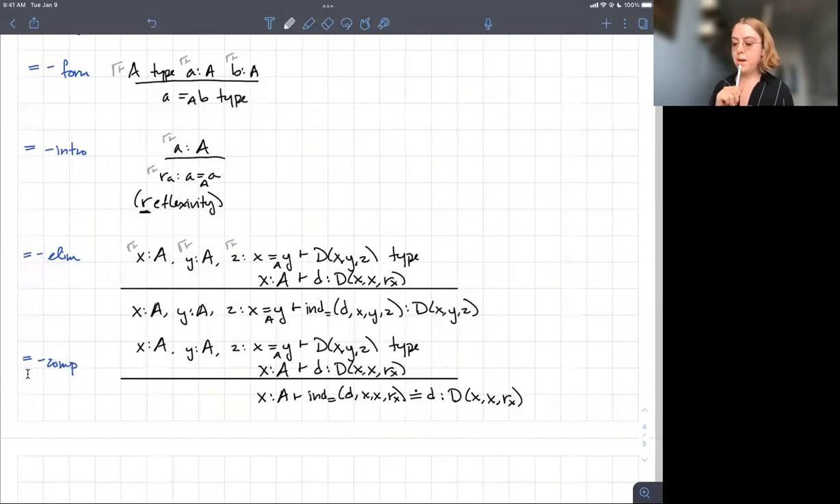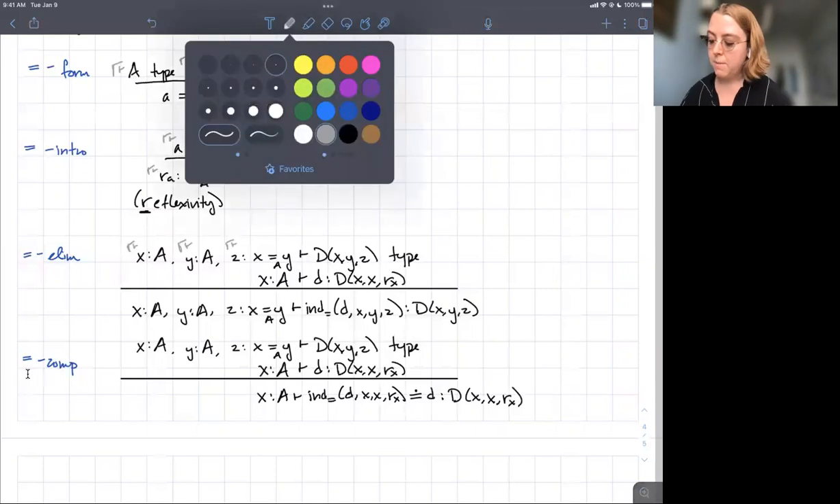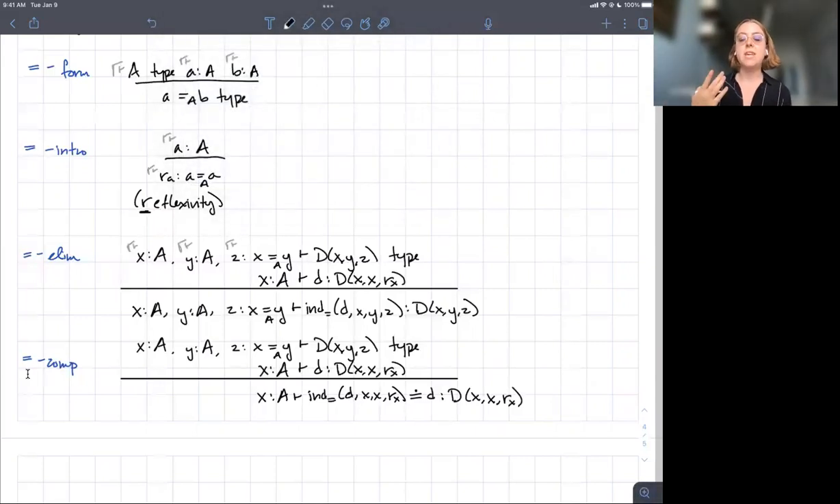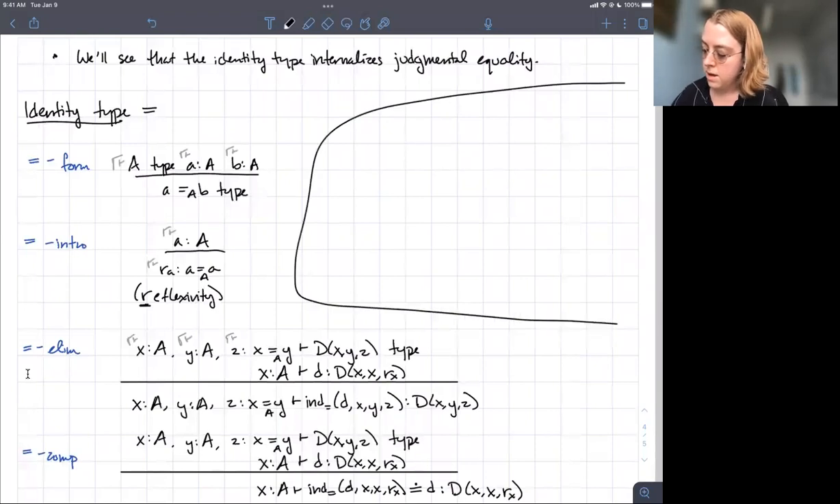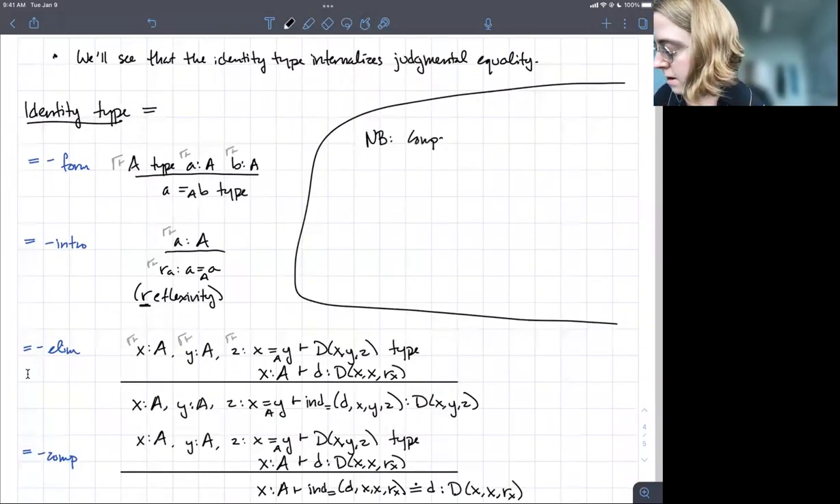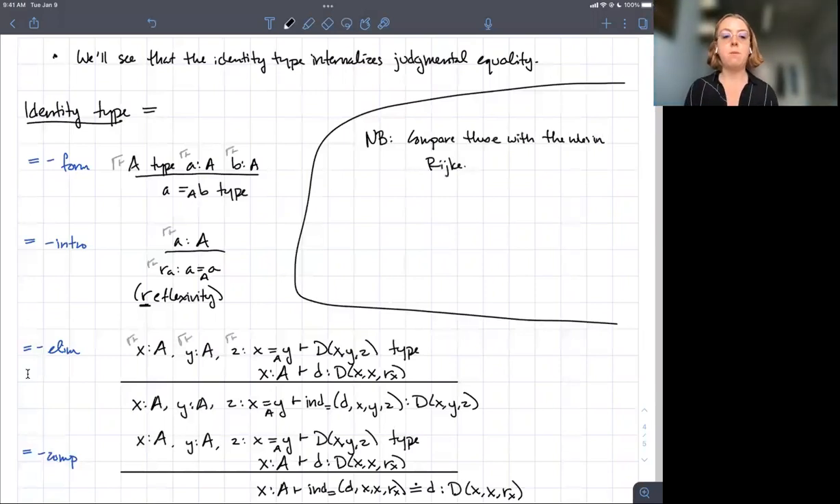I want to mention, and not explicitly describe, that these are slightly different rules from what you'll find in Egbert's book. So let me put a note here. Note bene, or maybe watch out: compare these with the rules in Rika. The rules in Rika I would call base rules for base path induction, and these rules I would call for path induction. And they're equivalent. If you think of them as defining two different types, the types are equivalent, or we could think that the one type has both elimination rules. So let me write here, base path induction.